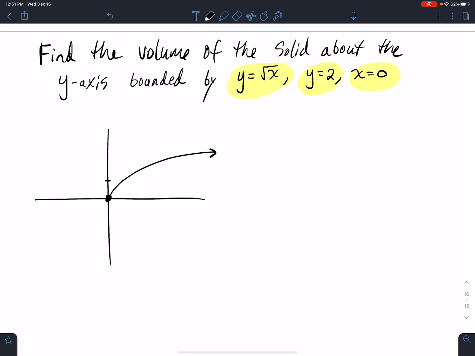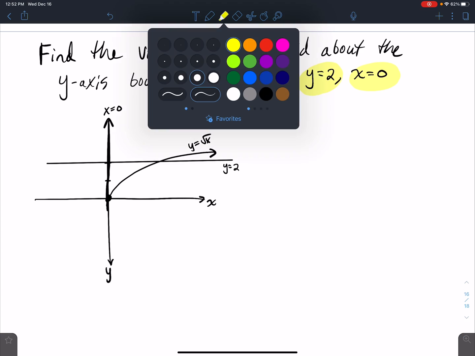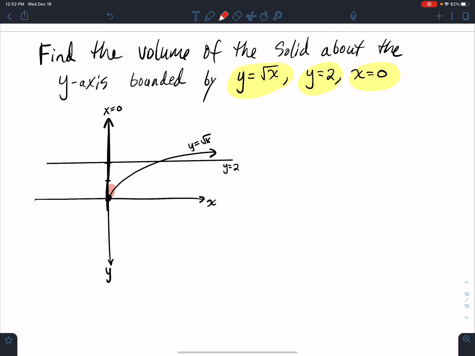I go up 1, 2, and so it looks like this. All right, so that's y equals 2. This is y equals square root of x. And then x equals 0 is here. That's the y-axis. This is the region that's bounded here. It's this region right there.